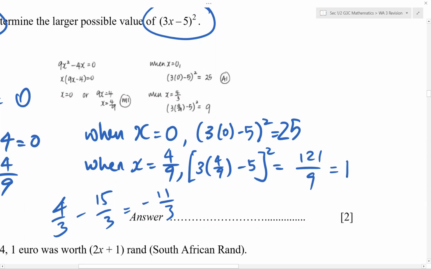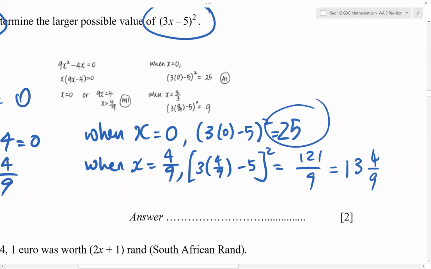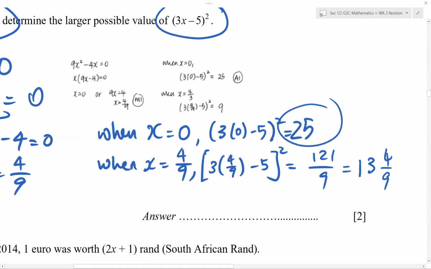Well, I cannot do this. 121 divided by 9 is what? 13 and 4 over 9. Okay? Really, I must remember to bring my calculator. So this is our larger value. So the answer will be 25. This one got careless mistake.